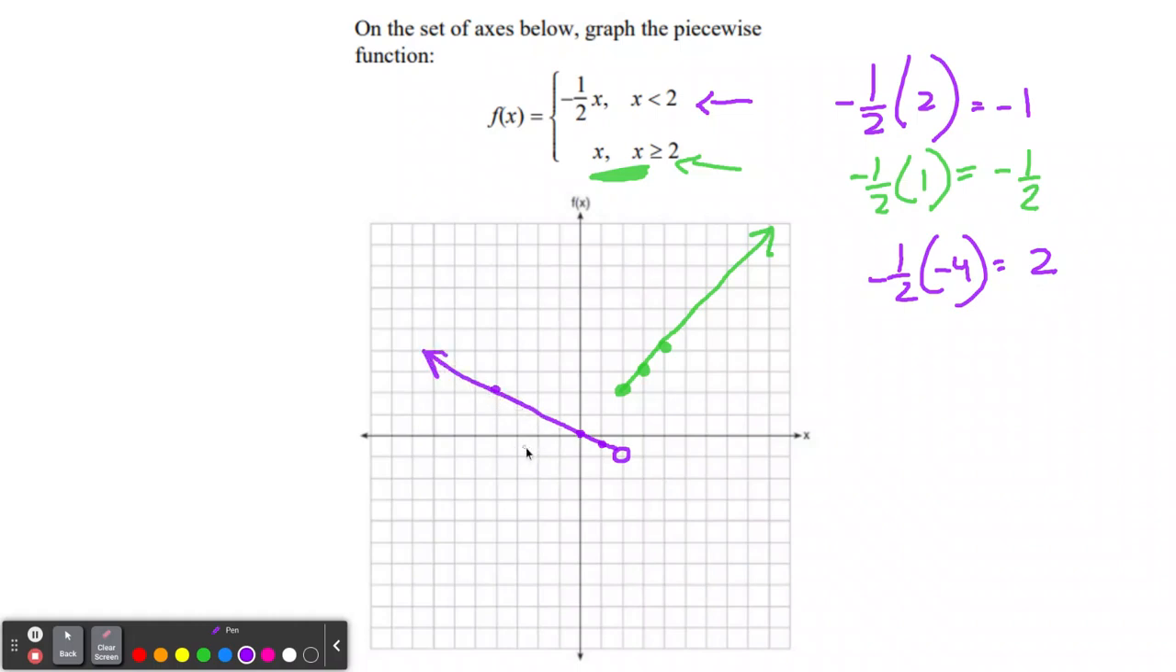There's our piecewise function. So again, this one is open because we're not including the 2. This one is filled in because we are including the 2. So those are piecewise functions you'll find on Algebra 1 Regents.